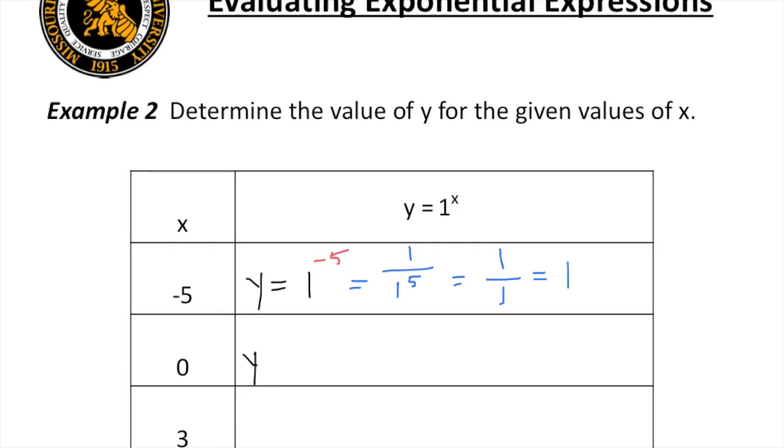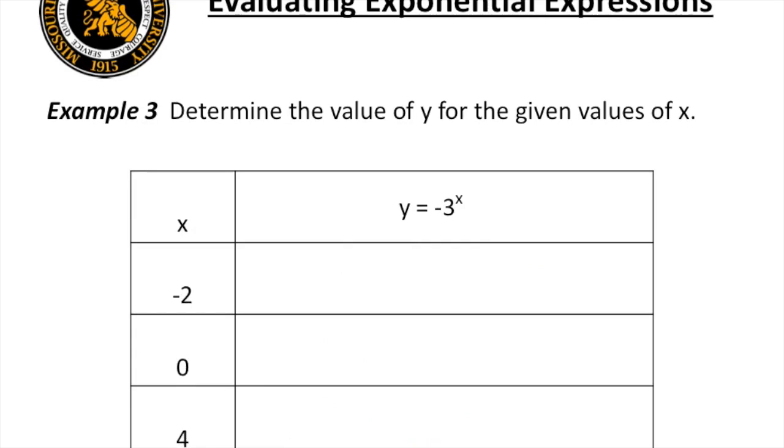Now let's evaluate this equation when x is 0. When we compute 1 to the 0, we apply the property of exponents that tells us that this is going to be 1. Now evaluate at 3. So replacing the x with the 3, we end up with 1 cubed, which is 1 times 1 times 1, or just 1.